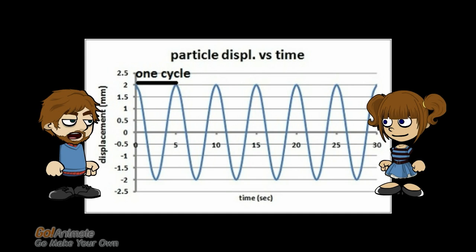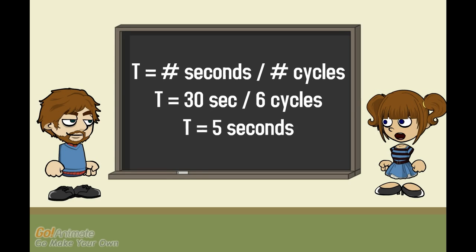Exactly. We can use this graph to determine how much time it takes to complete one cycle. You will remember from circular motion that this is called the period of motion. This graph shows 6 cycles and it takes 30 seconds to complete them. To find the period we want the time for one cycle, so we divide the time by the number of cycles. So, 30 seconds divided by 6 cycles gives us 5 seconds per cycle. This means the period is 5 seconds.